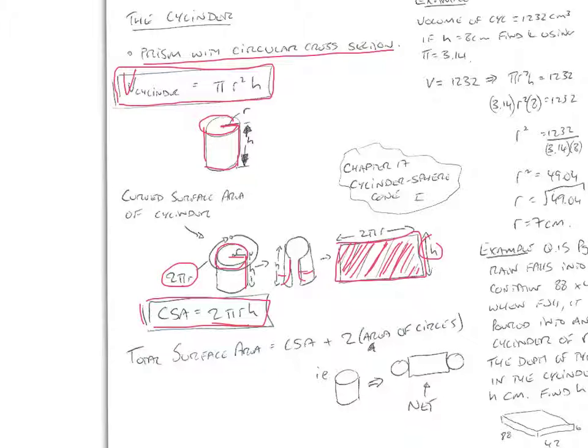But the total surface area is this bit plus the top bit and the bottom, as depicted by this net here. So the total surface area of a cylinder is the curved surface area plus 2 times the area of this circle, or that circle.